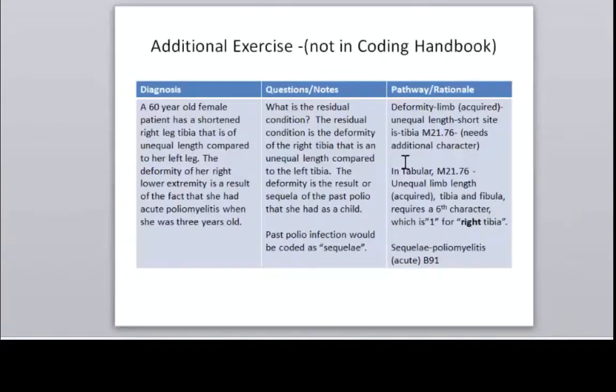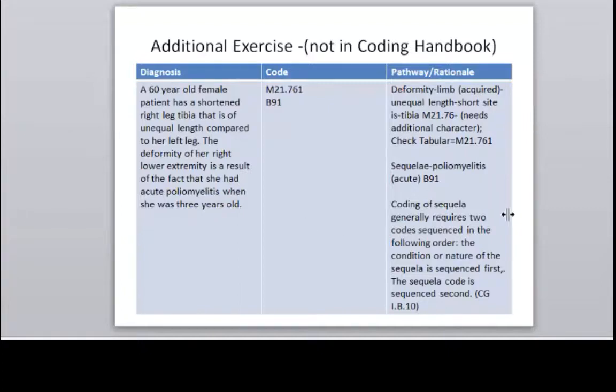So back to our problem here, we have added our sixth character of 1 because we're talking about this patient's right tibia, and we have our sequela code, B91. And which coding guideline helped me with that? Coding guideline 1.B.10, which is just as simple as the coding of a sequela generally requires two codes. The first code is the condition or the nature of the sequela, which in our case was the shortened leg length on the right tibia. And the sequela code, B91, is the second code. So your guideline gives you a sequencing rule and tells you which goes first.